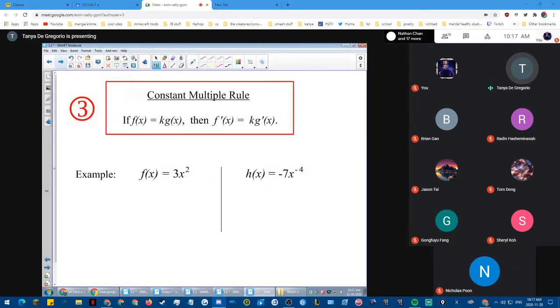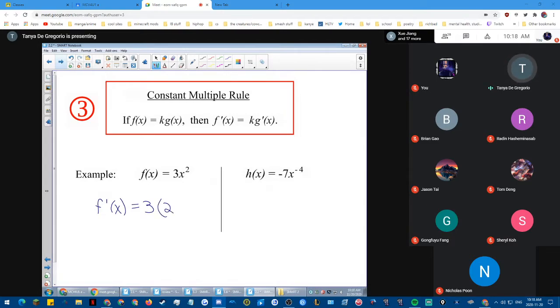Constant multiple rule. The rules sound more complicated than what we're actually doing. So here, we now have a number in front of the function. Okay, that's all this is saying. You have a number in front of the function. So just take the derivative like normal and then multiply that number in. That's all this is saying. So for example, if I have this, don't worry about the 3. Just take the derivative as you normally would.